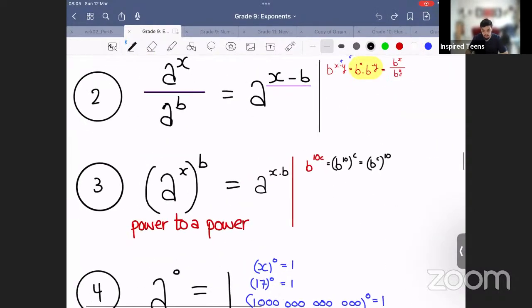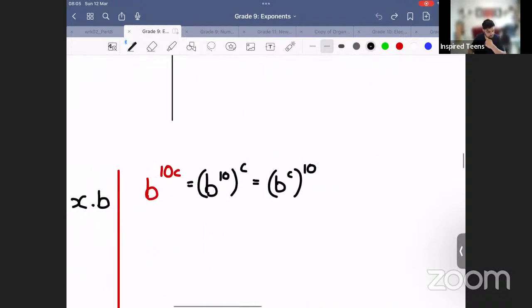Let's look at number 3. Okay, number 3 is a power to a power. So we have a to the power of x, and that entire term to the power of b. In that case, when we have a power to a power, we multiply the exponents. So a to the power of x, all to the power of b, becomes a to the power of x times b. If we look at this example, working backwards, if we have b to the power of 10c, we can separate it as b to the power of 10 to the power of c. Alternatively, b to the power of c to the power of 10.